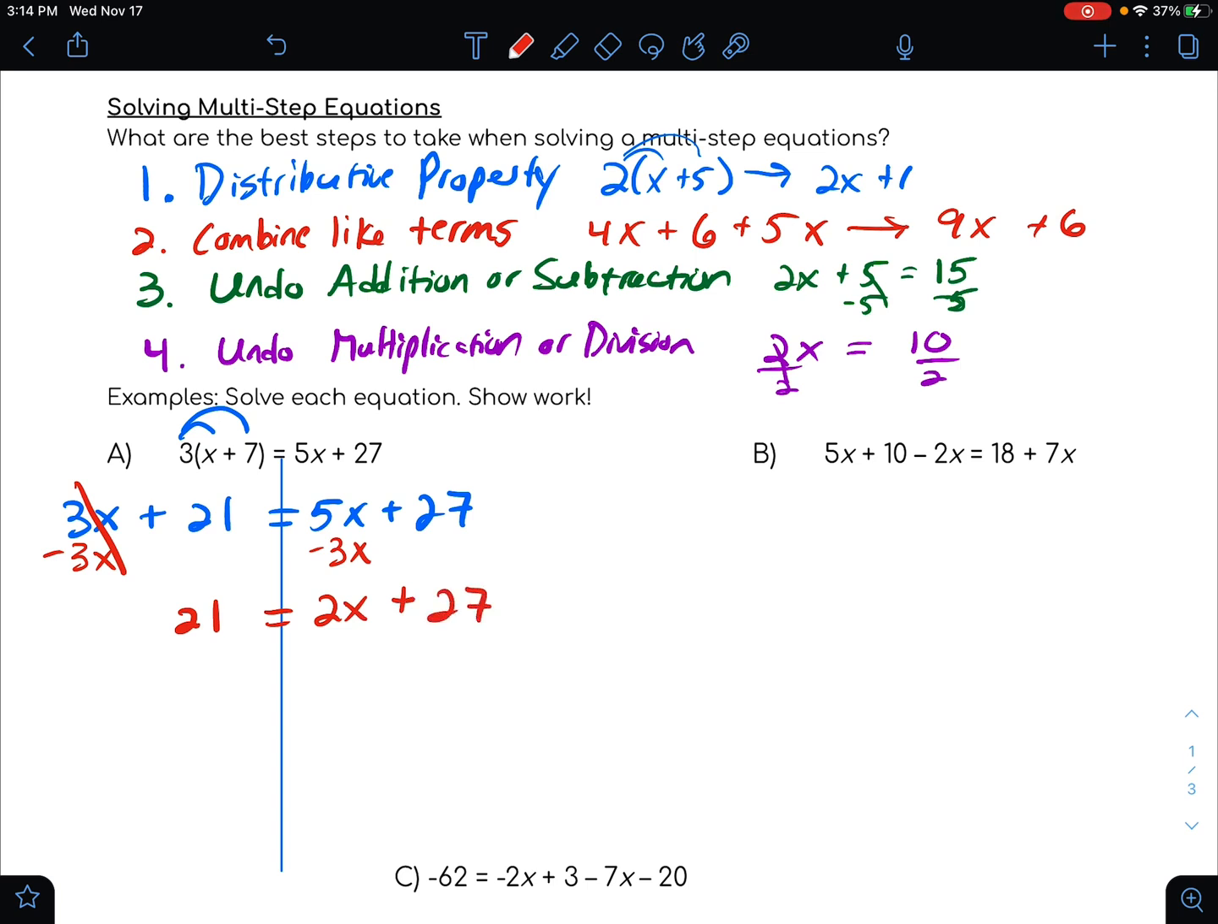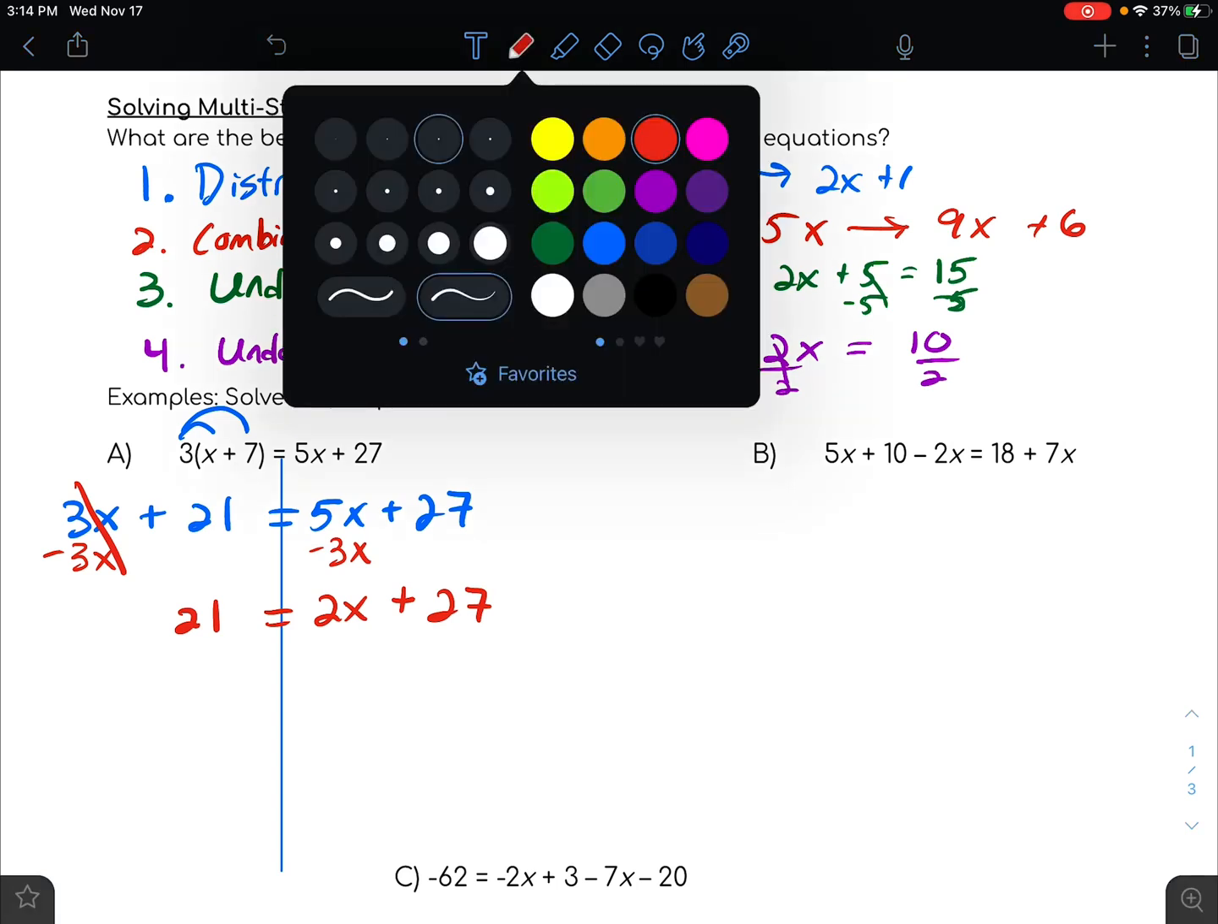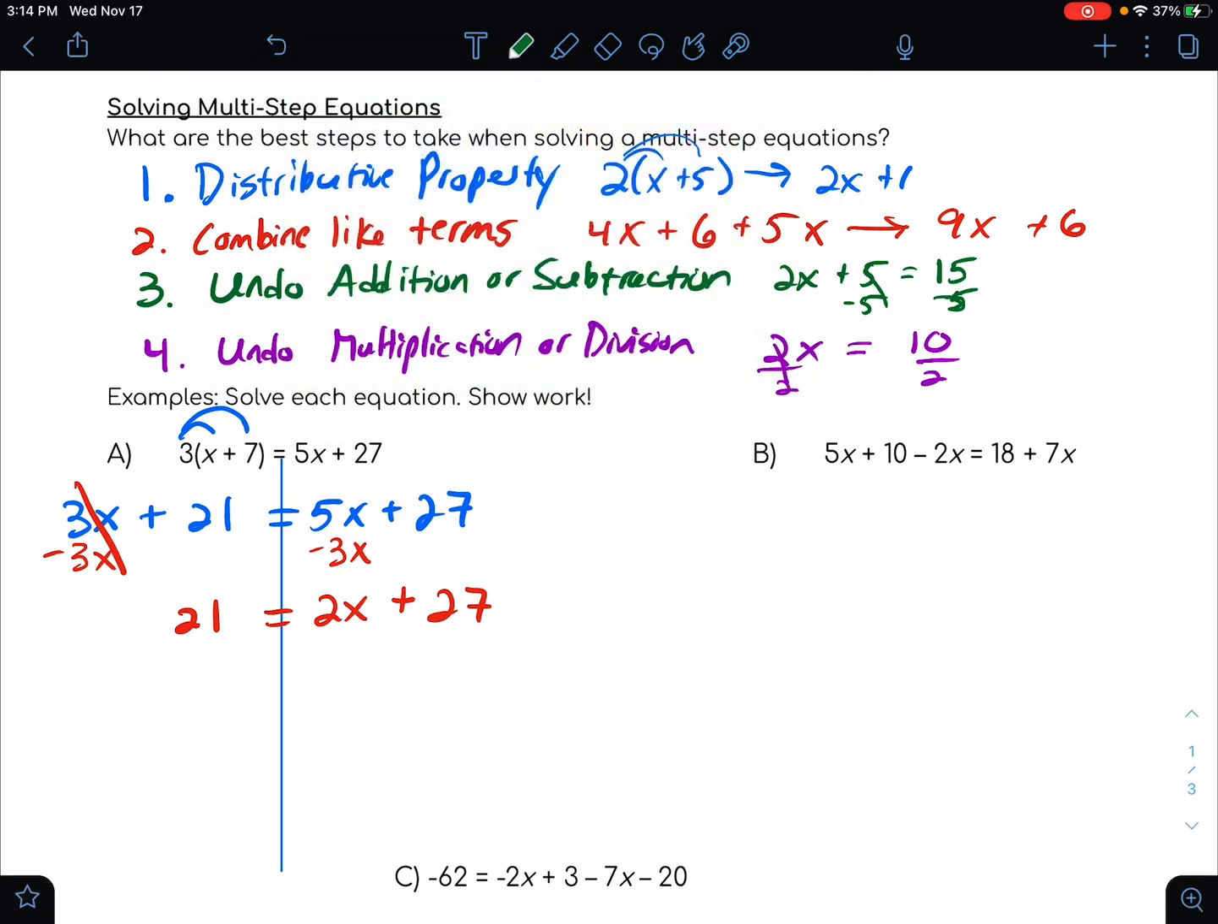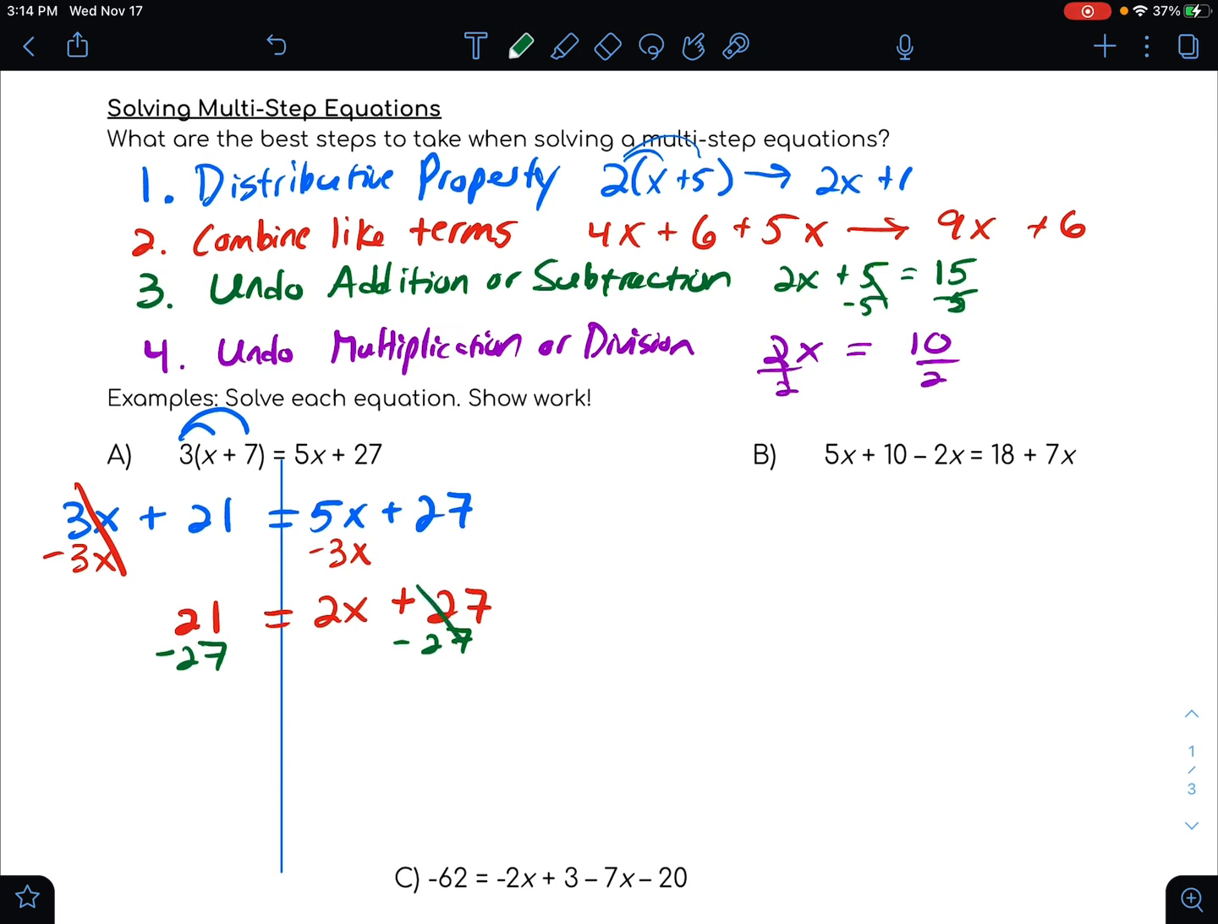Okay, so now I get to the step where we are going to undo addition or subtraction. So I'll switch over to green. So my variable is on the right side, so I'm going to undo the numbers that are with the x on the right side. So we'll start off by undoing the adding of 27 by subtracting 27 from both sides. So that leaves me with 2x equals 21 minus 27 is negative 6. So negative 6 is equal to 2x.